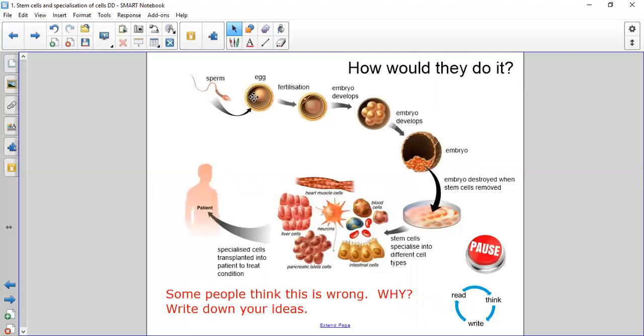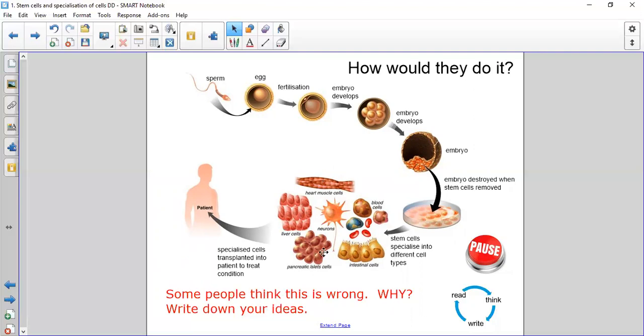So we know that the sperm and the egg normally come together. If fertilization happens, an embryo develops. What if the scientists then just took these embryonic cells, these stem cells, and had them in a dish in a laboratory? And then the scientists knew how to make those cells specialise into, here we've got cells of the intestine, or red blood cells, or white blood cells, or neurons, which is another word for a nerve cell, or liver cells, or heart muscle cells.